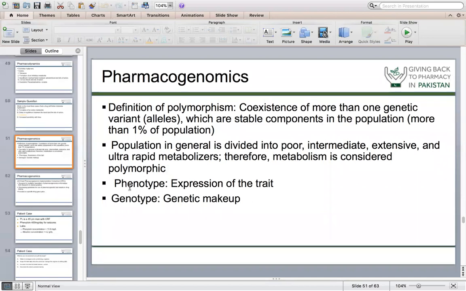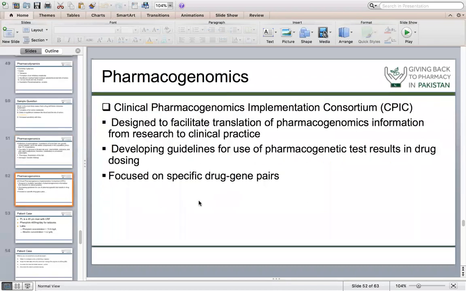There is terminology we need to remember here: the phenotype, as we know, is the expression of the trait, and the genotype is the genetic makeup. Actually, this is an emerging field of medicine, and in the US they are already using pharmacogenomics in clinical practice. The Clinical Pharmacogenomics Implementation Consortium is an association in the US responsible for implementing precision medicine, or pharmacogenomics, in regular clinical practice.